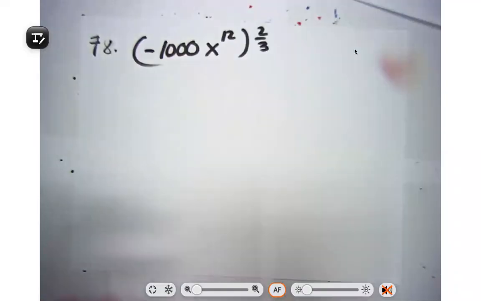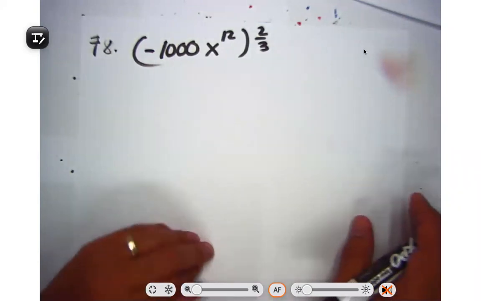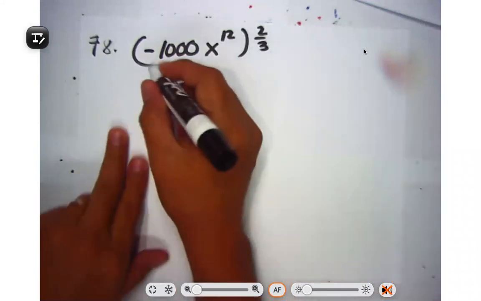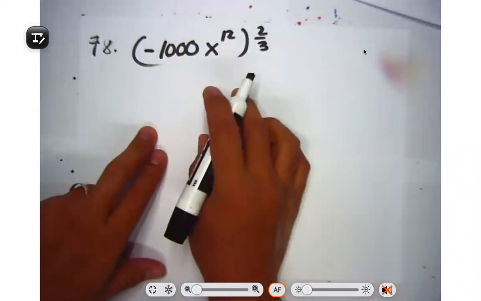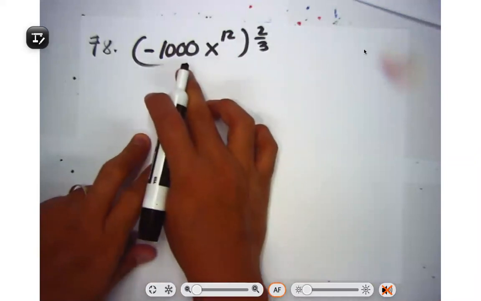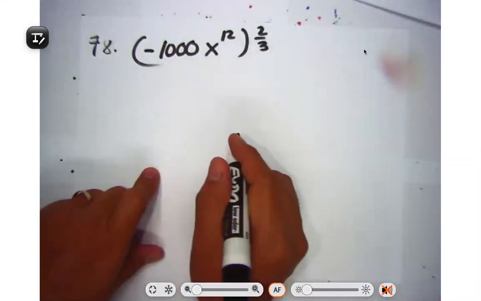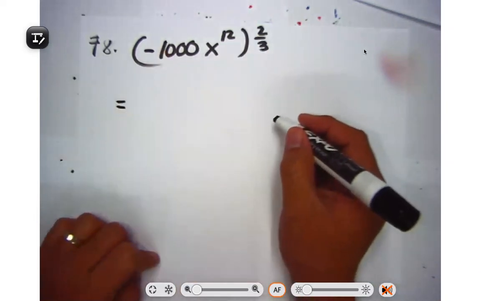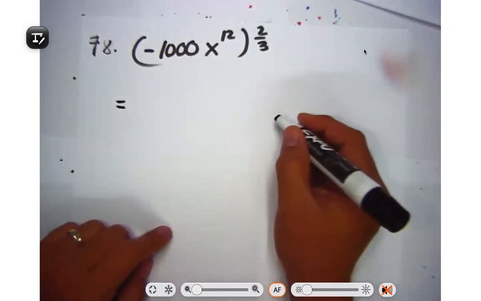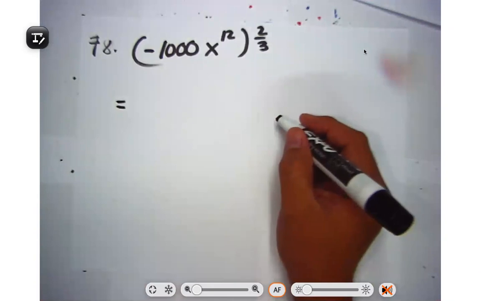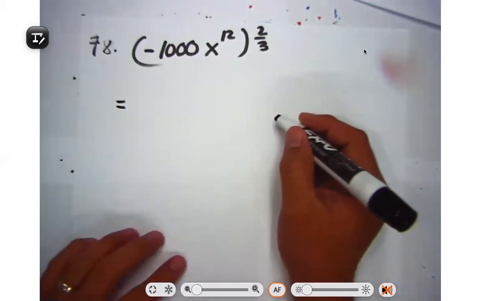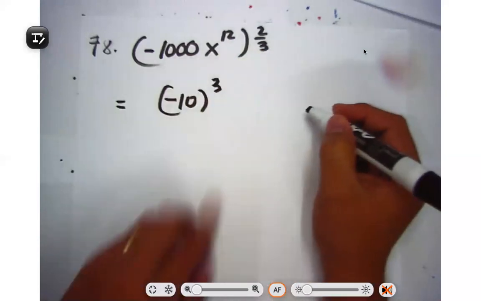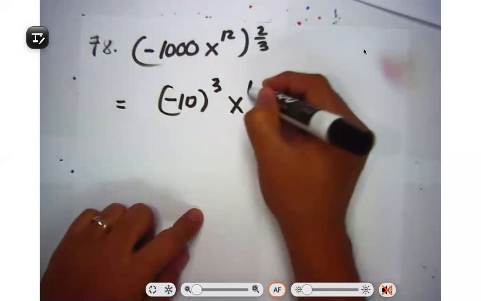You have negative 1,000 x raised to 12, raised to 2/3. So what's an indication here? That we can rewrite this as a perfect cube. It's the 3 in your denominator. Therefore, we can rewrite negative 1,000 as, if 1,000 can be written as 10 cubed, what is negative 1,000? It's going to be negative 10 cubed. And x raised to 12 is still x raised to 12.